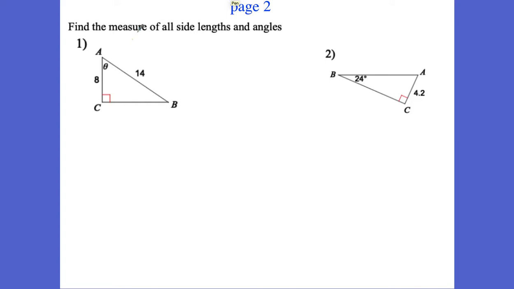The 4.5 to 4.8 study guide. So we are finding the measures of all side lengths and angles. So all the side lengths and angle measures. When we're given two side lengths, we can find a third side length by using the Pythagorean theorem, only when we're given two.